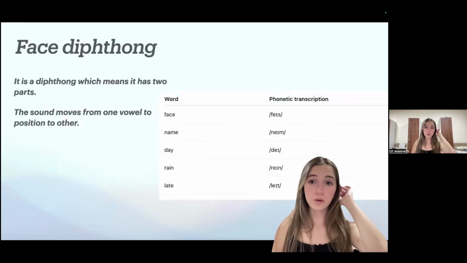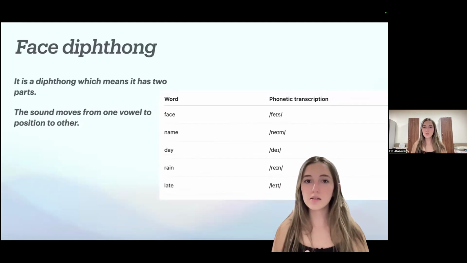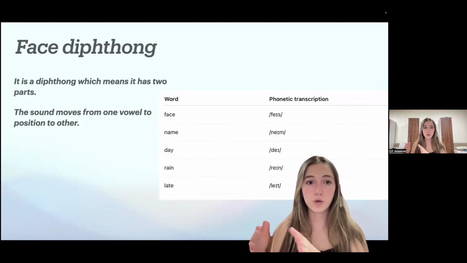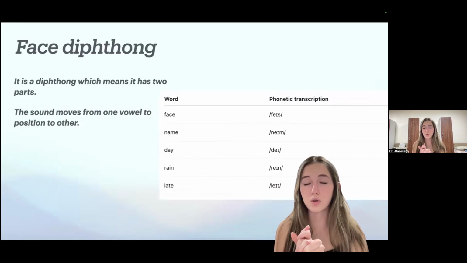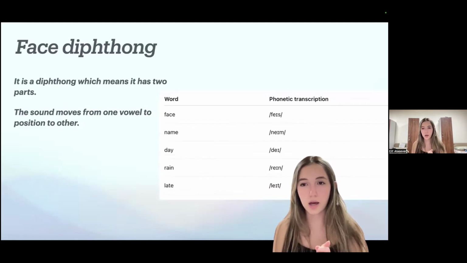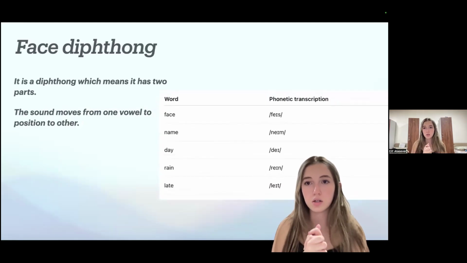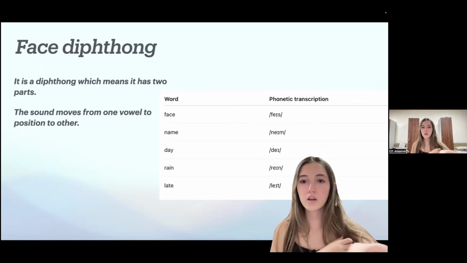And now we have the face diphthong. So it is a diphthong. That means it has two parts. The sound moves from one vowel position to another, and it's a gliding vowel. That means while you pronounce those vowels, you use your tongue a lot. For example, while reading those words, face, name, day, rain, and late, you can tell that I use my tongue. And these are the phonetic transcriptions as well. Face, name, day, rain, and late.